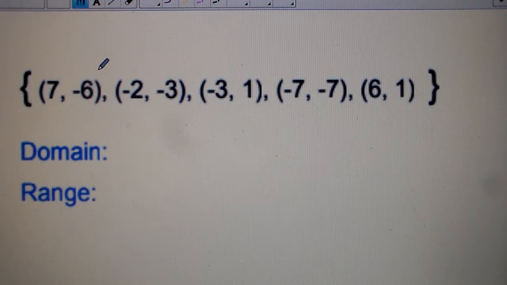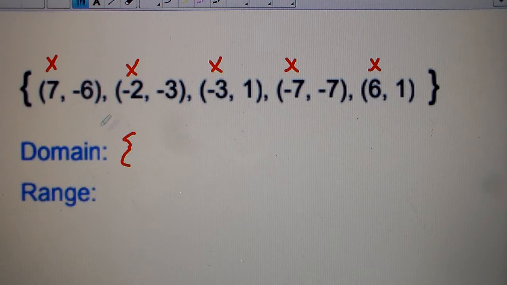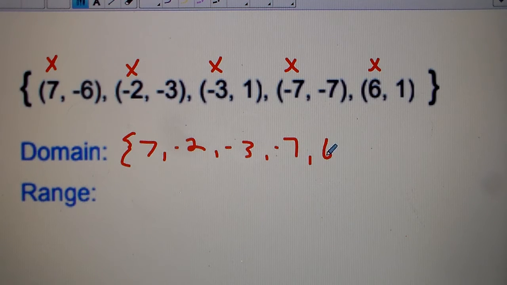So we got 7, -6, -2, -3, -3, 1, -7, -7, and 6, 1. The domain refers once again to the x values. So that's an x value, that's an x value. It's always the first number in the coordinate that is our x value. So then we list our domain. We have 7, -2, -3, -7, and 6.